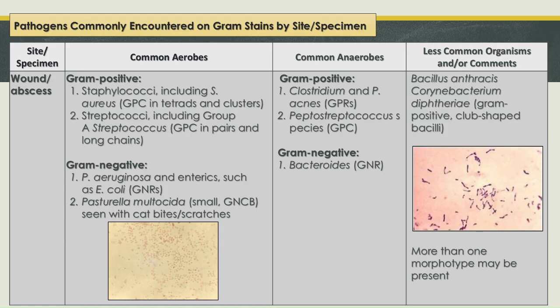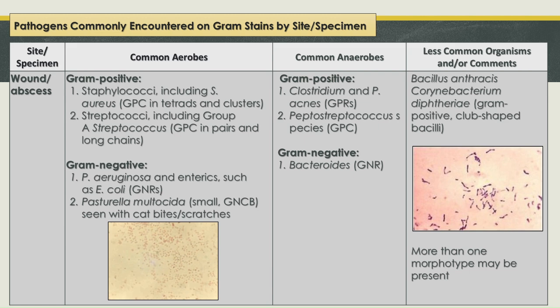Gram-negative: 1. P. aeruginosa and enterics, such as E. coli, GNRs. 2. Pasteurella multocida, small GNCB, seen with cat bites/scratches. Common anaerobes. Gram-positive: 1. Clostridium and P. acnes, GPRs. 2. Peptostreptococcus species, GPC.